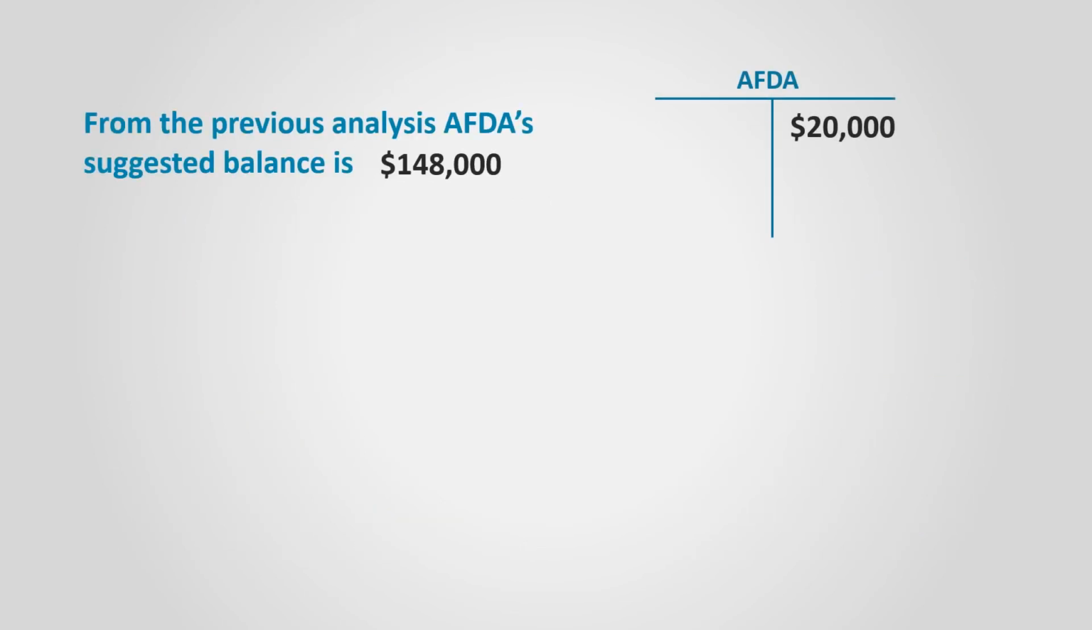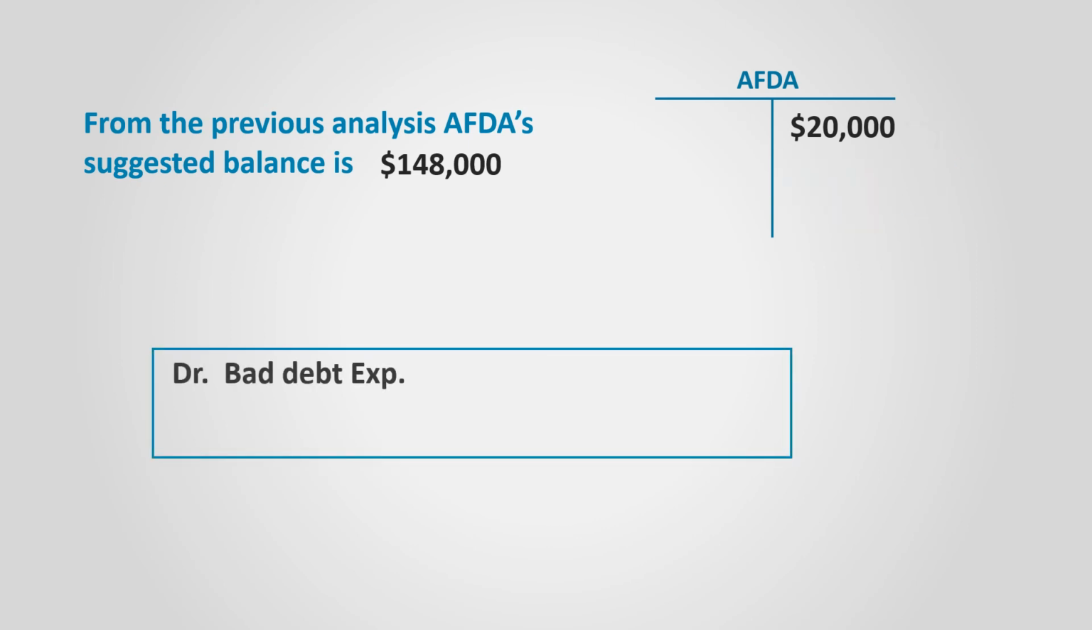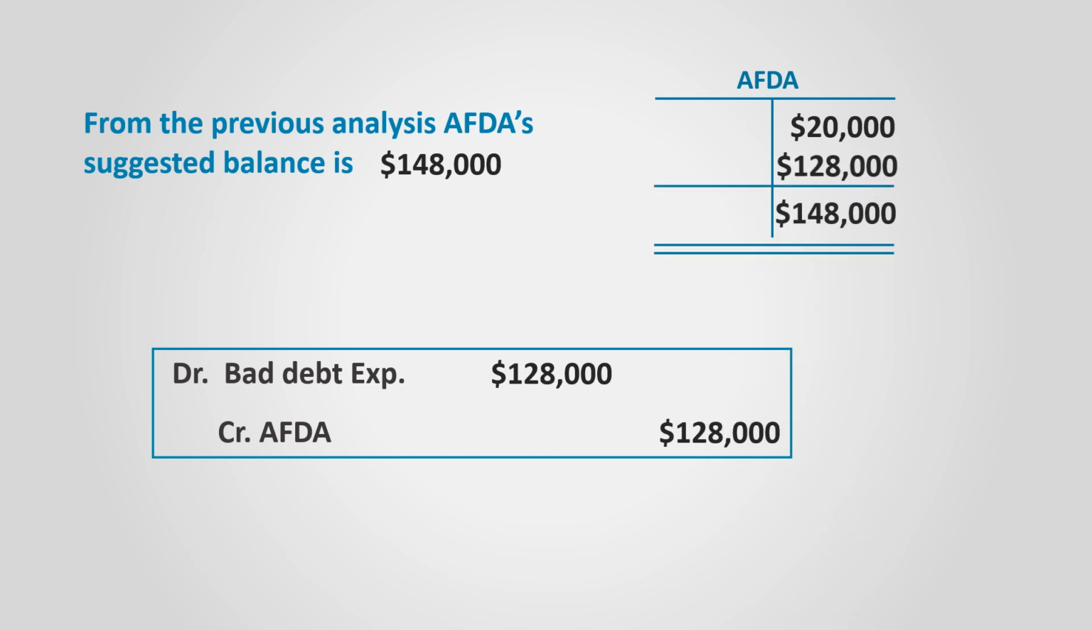Let us further assume that the business had a previous credit balance of AFDA of $20,000. The suggested estimated balance of AFDA as per the calculation in the table is $148,000. We need to add an amount to the $20,000 to make it equal to $148,000. This amount is $128,000. So we will debit the bad debts expense for $128,000 and credit AFDA for the same amount. When this amount is posted to AFDA, the new balance will be equal to $148,000.